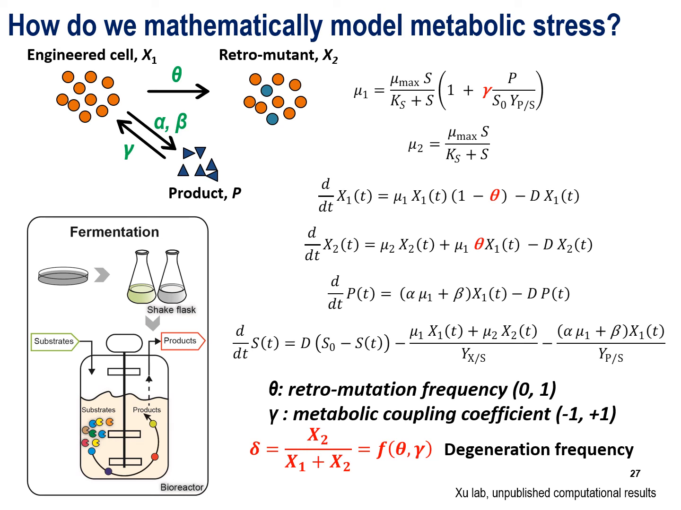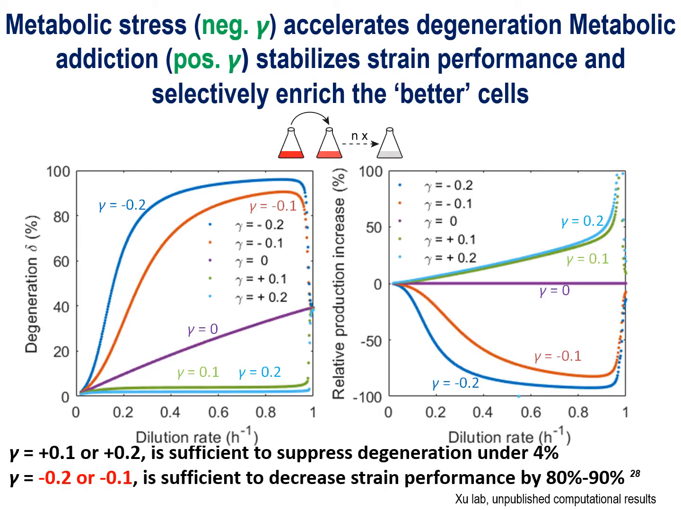And we take a different parameter called delta. Delta is the population of the mutant cell relative to the total population of the engineered cell and the mutant cell. So delta will be a function of theta and gamma, and we define it as the degeneration frequency. We next assign different values and evaluate how strongly the metabolic stress or metabolic addiction will affect the long-term strain performance.